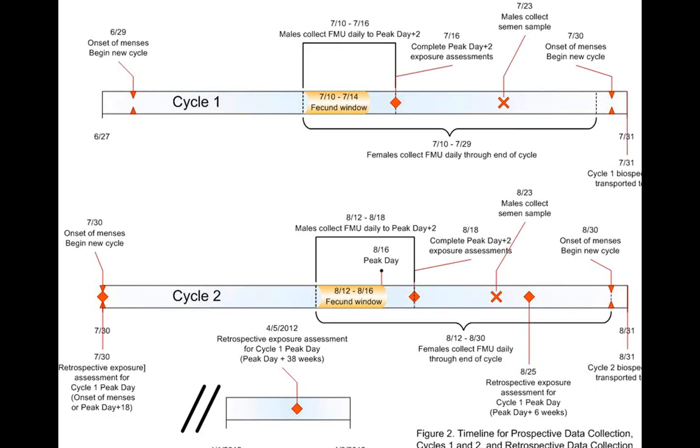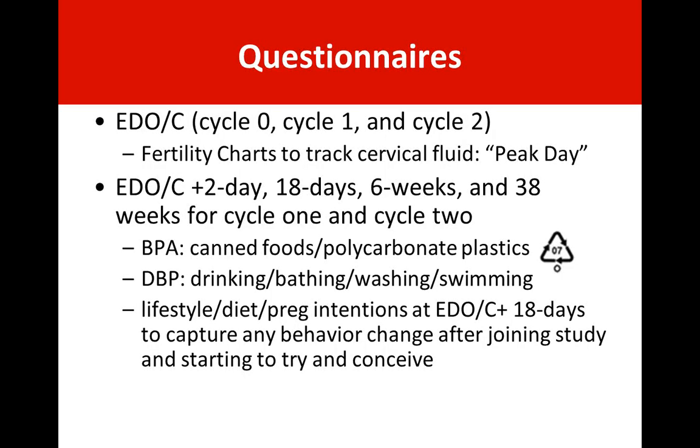And then they start doing the retrospective assessments. They collect biospecimens for up to 2 menstrual cycles. If they're not pregnant after 2 menstrual cycles, they keep on charting for us, but we're not having them collect specimens anymore. All right, we're also doing a lot of questionnaires where we're trying to measure things like BPA exposure, which we can use to go along with our biospecimens.